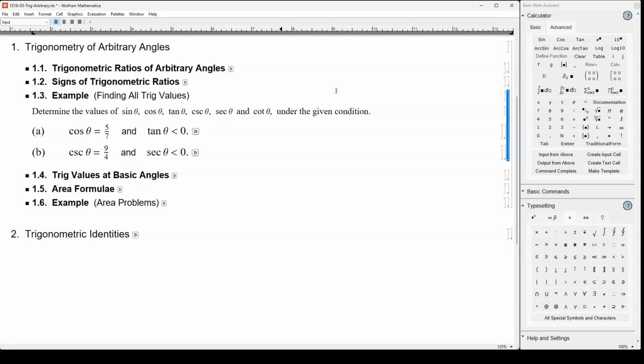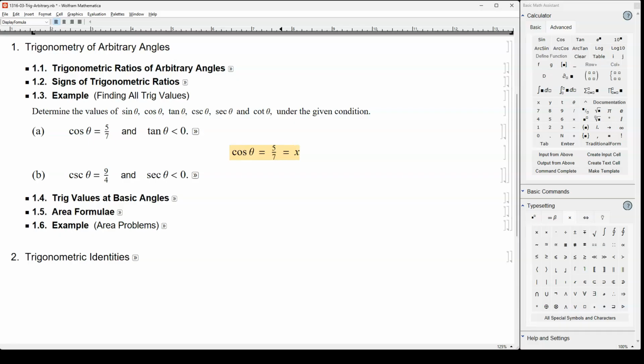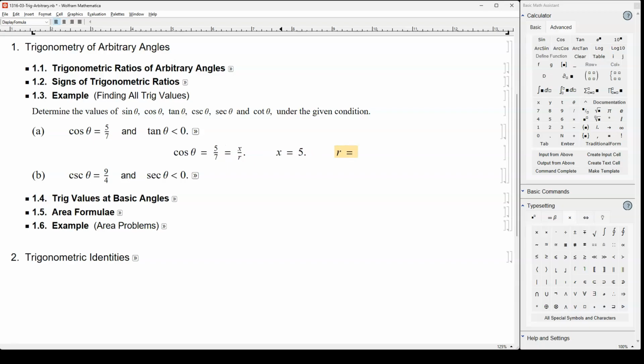Okay, all right. Cosine of theta is 5/7, and that is x over r. Can I assume x is 5 and r is 7? Well, it turns out, yes, you can do that. How about y? You're going to need some work.